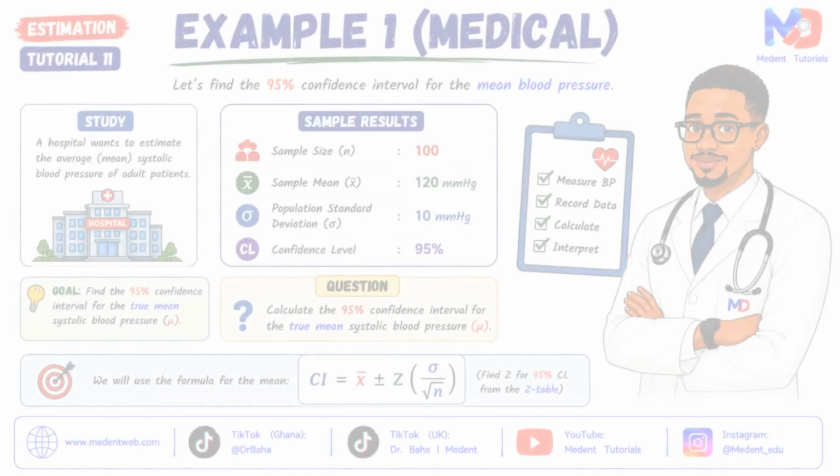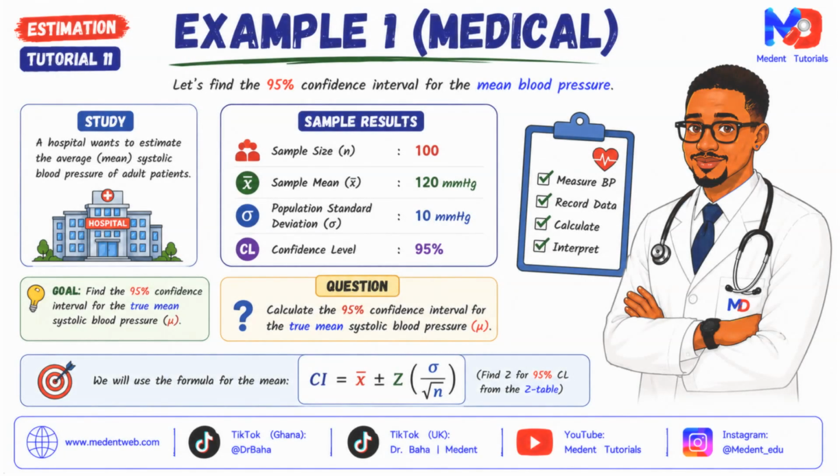Now let's apply the formula to a real medical example. A hospital wants to estimate the average systolic blood pressure of its patients. The sample mean is 120 millimeters of mercury. The population standard deviation is 10. And the sample size is 100. Using a 95% confidence level, calculate the confidence interval for the true population mean.